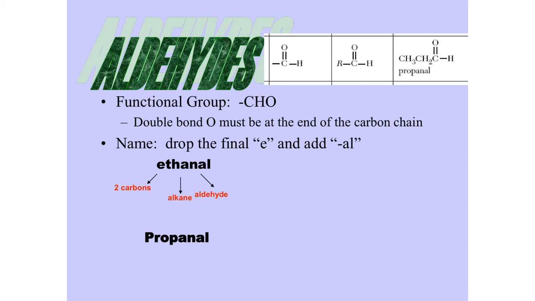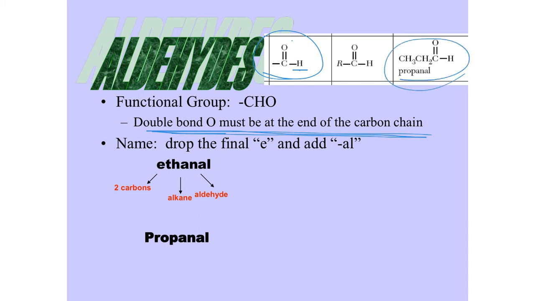Next group we have is aldehydes. Aldehydes have the C double bond O H group. So these sometimes can get confused with organic acids. Organic acids were C double bond O OH. This is just H there. Aldehydes do have to have the double bond O group at the end of the carbon chain, otherwise it wouldn't be followed by an H.